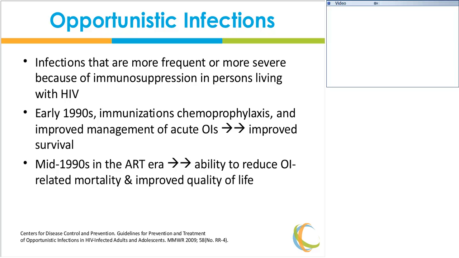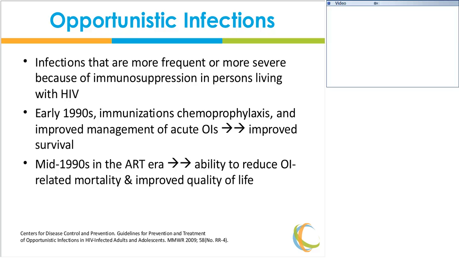Opportunistic infections are infections that are more frequent or more severe because of the immunosuppression in persons living with HIV. They are, generally speaking, caused by organisms that are ubiquitous in our environment but don't usually cause disease and pathology in young, healthy people. That was what was so unusual at the beginning of this epidemic in the early 80s, when otherwise young, healthy men were literally dying from pneumocystis pneumonia, a disease that was not supposed to occur unless an individual was very debilitated.